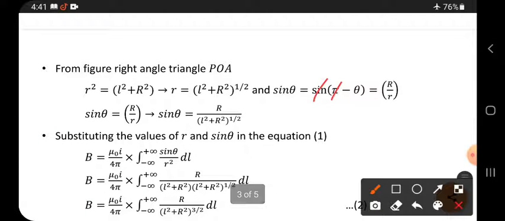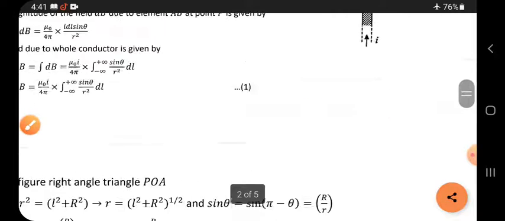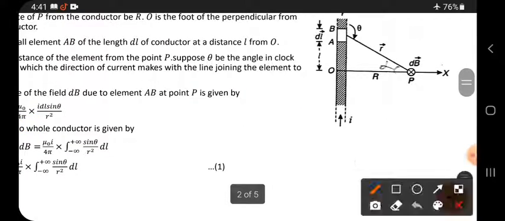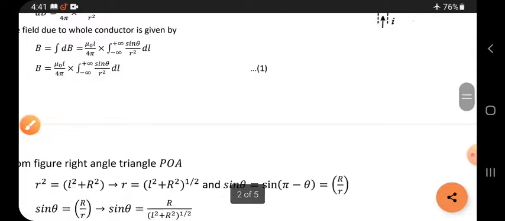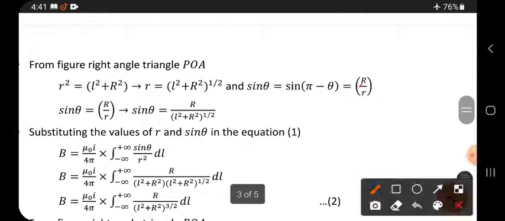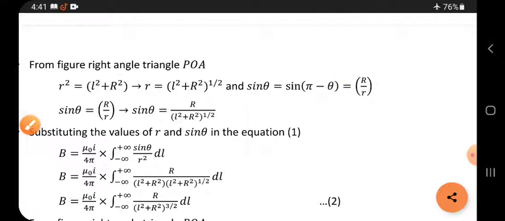Sine of 180 minus theta. See, sine theta is opposite by hypotenuse. So opposite is capital R, and the angle here is pi minus theta. So sine theta is opposite, capital R, by hypotenuse, small r, capital R by small r. Okay, so finally we can write sine of 180 minus theta is sine theta only. Sine of 180 minus theta is sine theta.